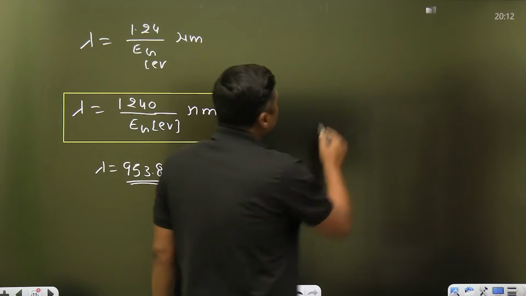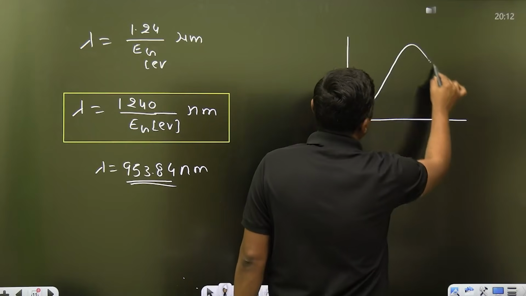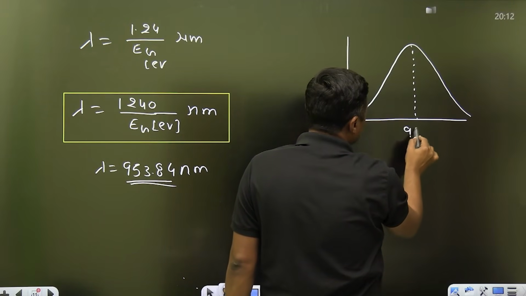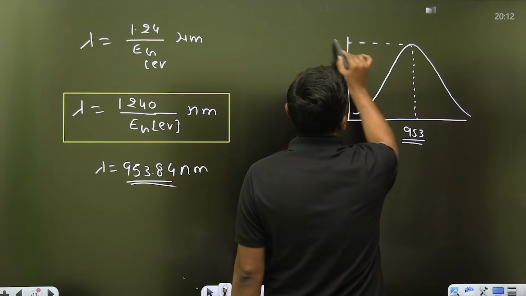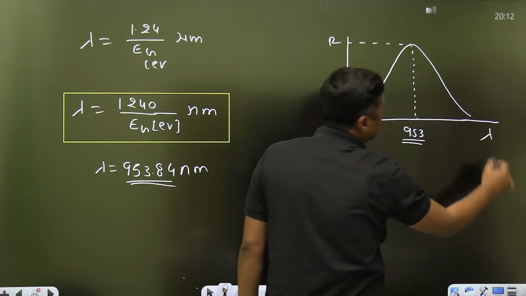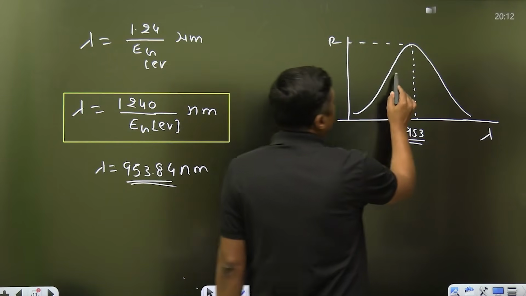The responsivity will change, means what? We are getting this type of curve, guys. At this point we are getting a very high value, for example this is 953. So this is the peak value. When we are moving to the right side or left side of this lambda, the response will reduce. The response will reduce, guys.